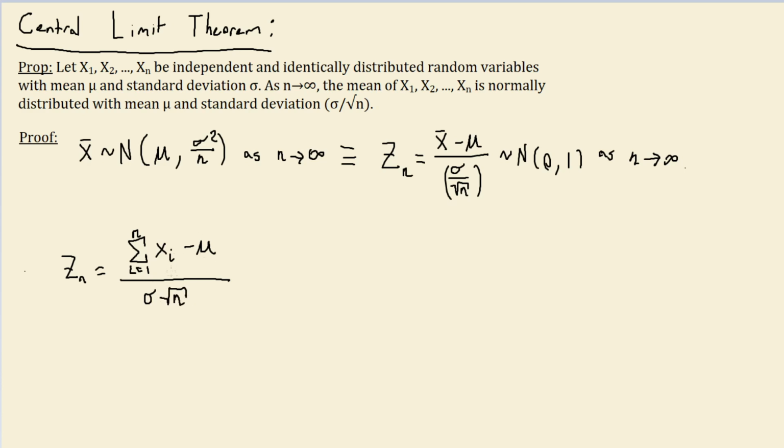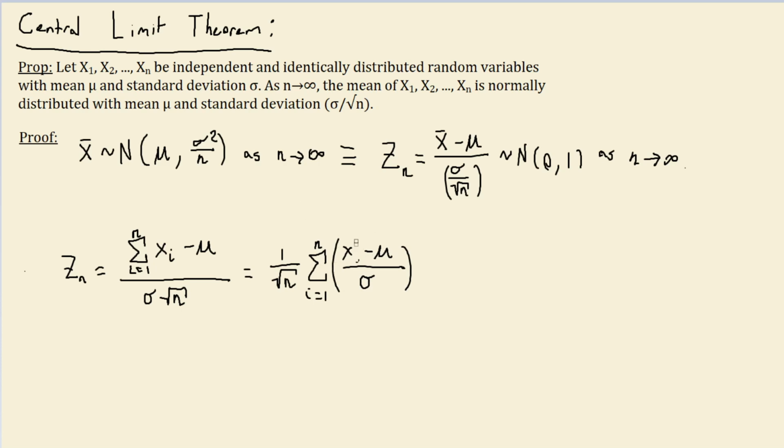And this, if we can manipulate this just a little bit, if we were to pull out this square root of n, then this would be 1 over the square root of n multiplied by the sum, i equals 1 to n of x sub i minus mu divided by the standard deviation here. Let me be clear, this is an i.